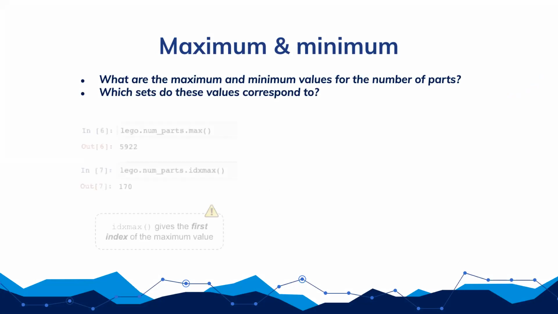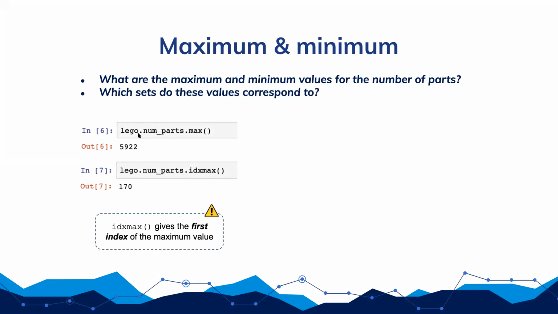So simple questions. Let's start with the maximum. In pandas, if Lego is the data frame you're using, you just call the column you're looking at, in this case, number of parts, and just do .max. That's it. And you get the maximum number. In this case, it's 5,922, okay? But you may also want to know which set this number corresponds to, and you can use idxmax to get that. Just be sure you understand that the idxmax function will give you the first index for that maximum value. So if you have more than one set in your data set with this number of parts, you'll get just the first one, okay?